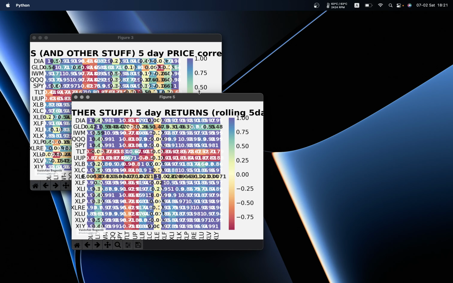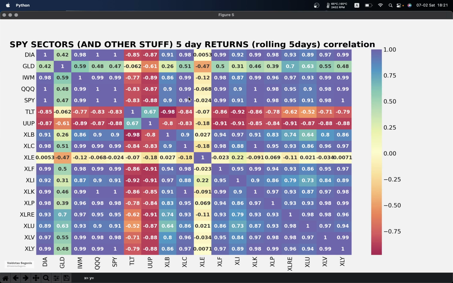Let's move to 5-day, and this one I see is very interesting. Basically, 5-day returns are highly correlated. So here we already start to see the risk building up. Only SPY TLT is something that is not confirming that. But if we talk about equity sectors, it's like a ticking bomb. I would call it a ticking bomb.